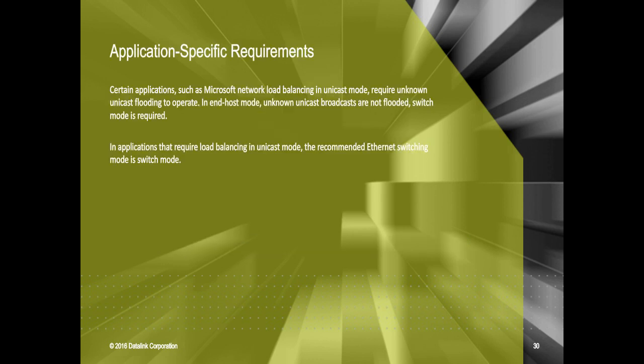And then you have your application-specific requirements, where certain applications such as Microsoft Network Load Balancing in unicast mode require unknown unicast flooding to operate. And in end host mode, unknown unicast broadcasts are not flooded, so you would have to use switch mode. For applications that require load balancing in unicast mode, the recommended Ethernet switching mode is going to be switch mode.